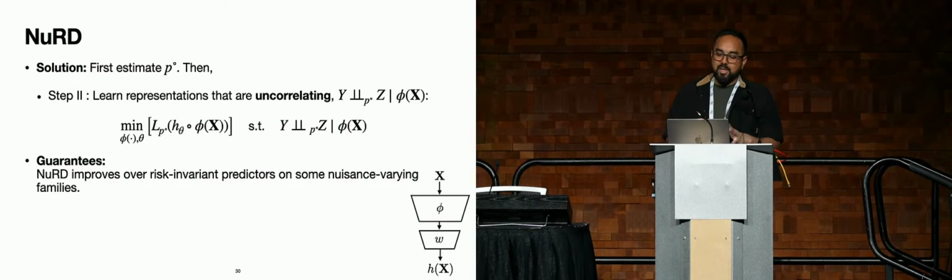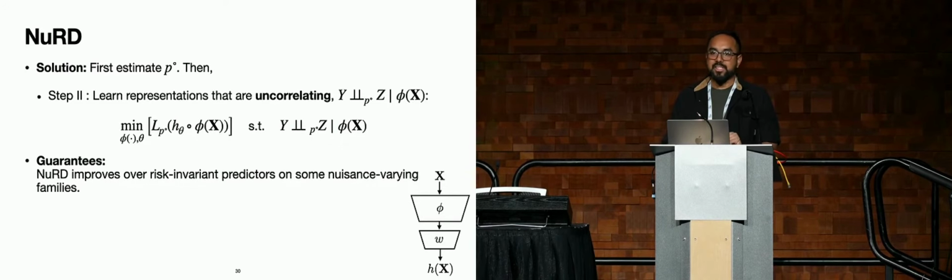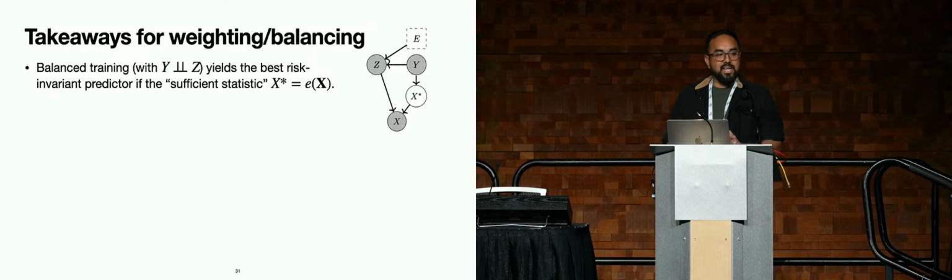These nuisance-varying families allow for mixing variables, where you can have features that are both label and nuisance dependent. So risk invariance may not always give you good predictors. But this particular kind of independence constraint is guaranteed to improve over risk invariance for certain sets of nuisance-varying couplings. All right, so quick takeaways.